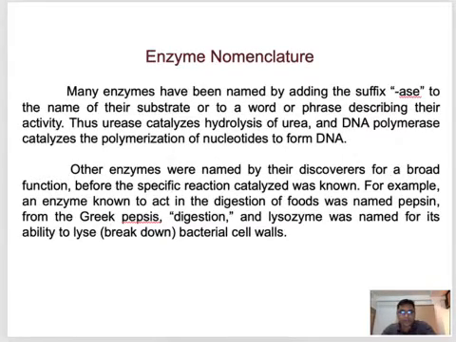Many enzymes have been named by adding the suffix "ase" to the name of their substrate or to a word or phrase describing their activity. For example, urease is an enzyme. It's named such because it catalyzes hydrolysis of urea. So that's their function, their activity. They hydrolyze urea, which is why the name of this enzyme is urease. We just added the suffix ase.